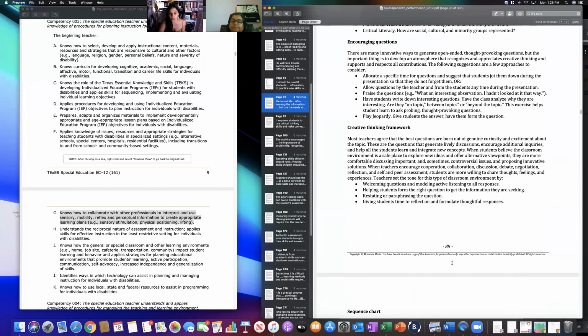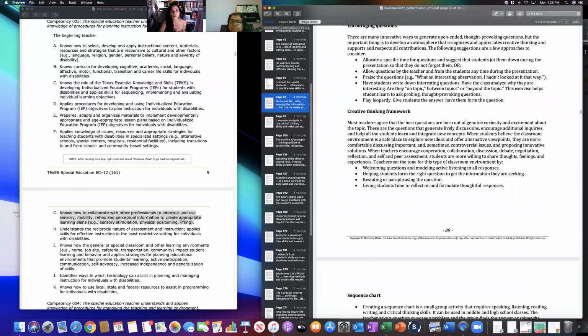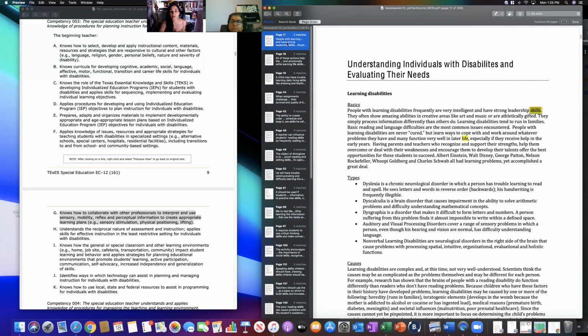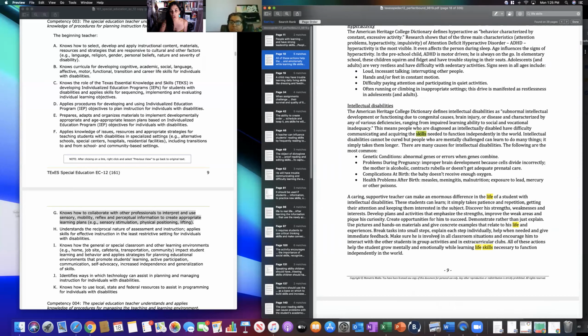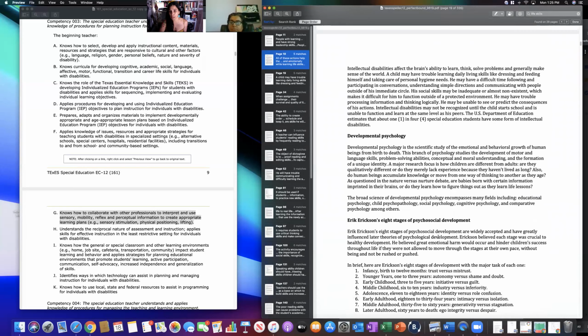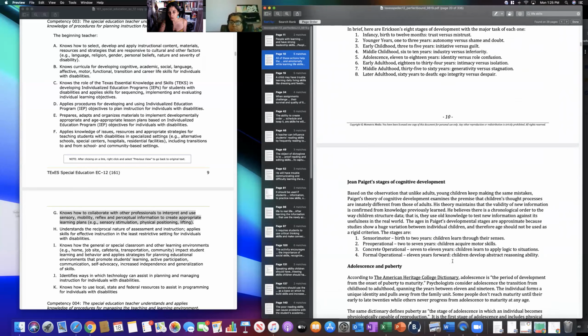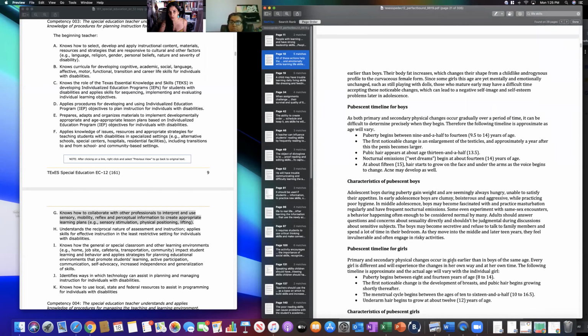I'm trying to find the exact definition for you. Okay, here it is. We need to help them acquire skills needed to function independently in the world. And that might be, I don't know why this doesn't have it all together.